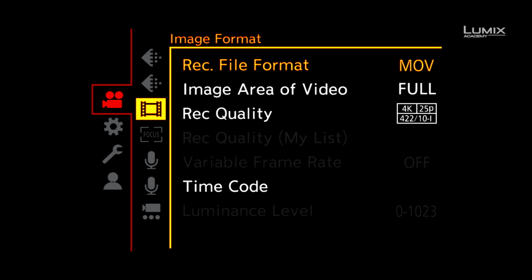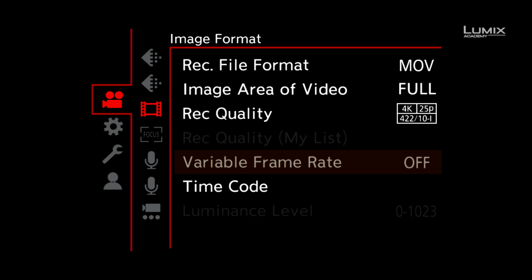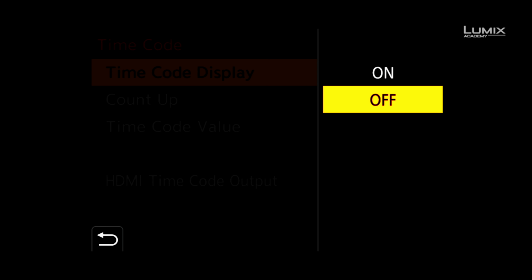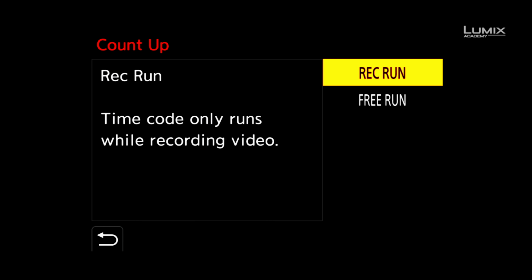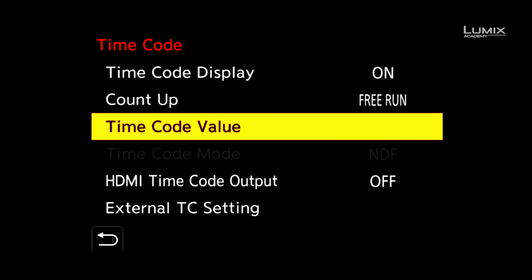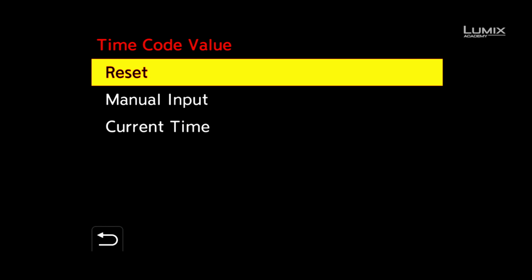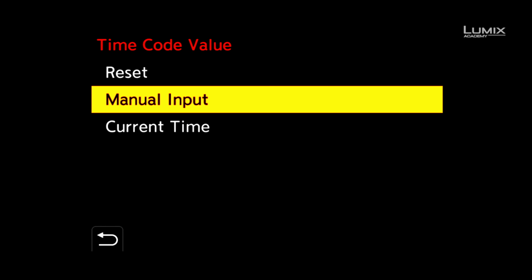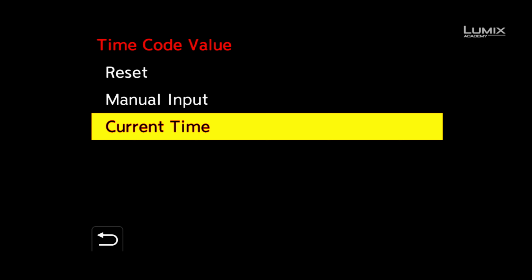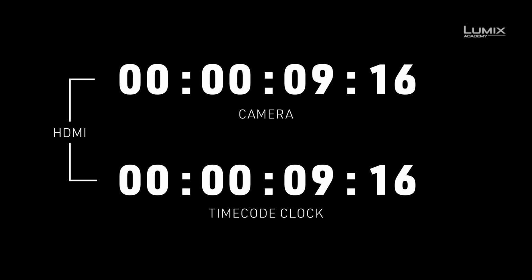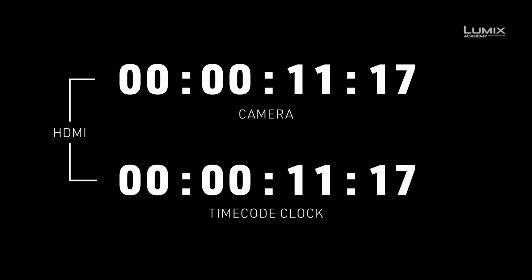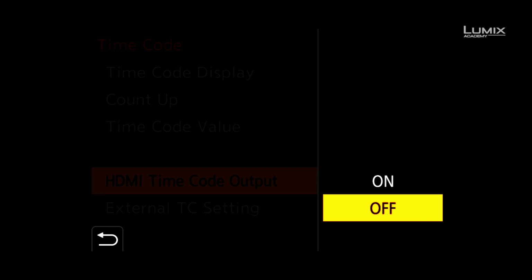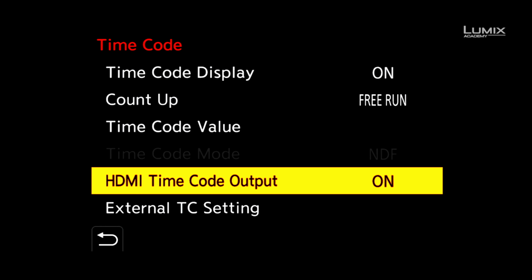Diving into the timecode menu options on the S1H, we can see there are a number of menu items. The first option allows you to display the timecode on the monitor. The second option gives you the choice of free run or rec run. For this tutorial, we're going to stick with free run. Timecode value allows you to input a custom timecode value if you're using the camera as the master timecode device. HDMI timecode output allows you to pass timecode to external recorders via the HDMI.